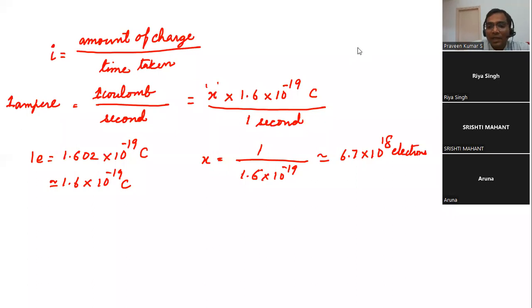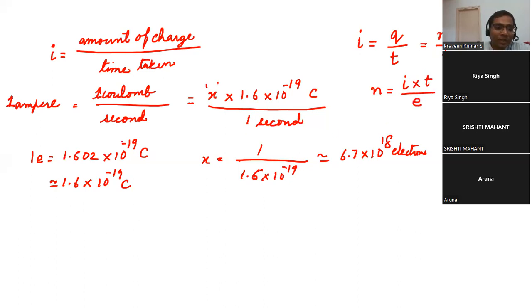So the current I is equal to Q by T, the total amount of charge that is flowing divided by time taken, or this total amount of charge can be written as N into E divided by T. N into E is number of electrons into E. E is charge of an electron, which we know is 1.6 into 10 power minus 19. So suppose they ask you how many electrons are required, then you can rewrite this equation as current into time divided by charge of an electron.